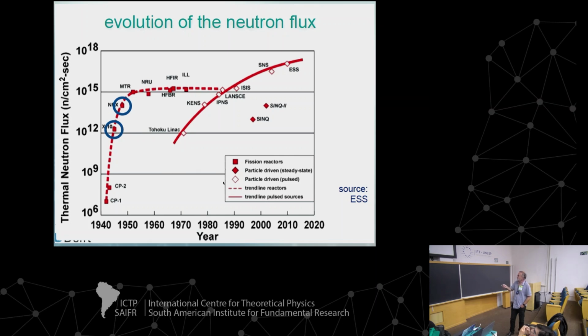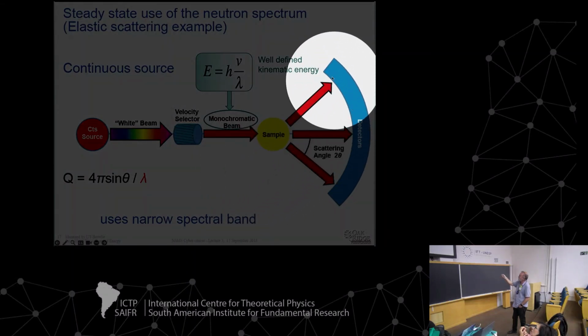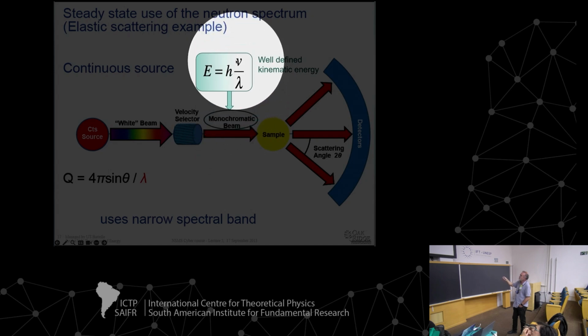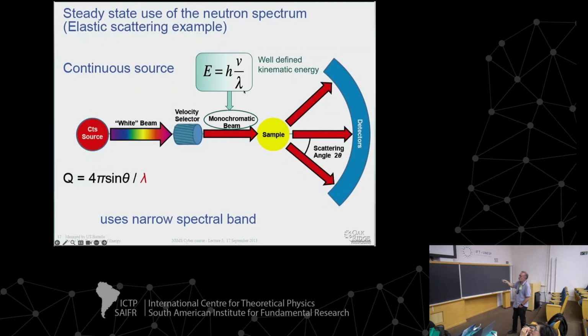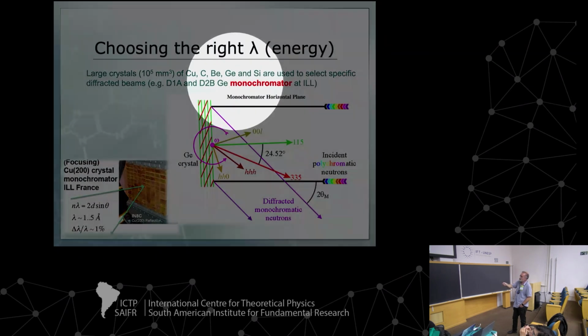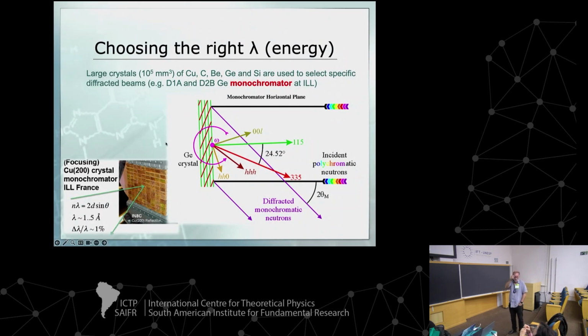This is the evolution of the neutron flux. You see it has increased quite a few orders of magnitude since the first neutron reactor. This is a standard steady state setup when you do the scattering and you check for this angle, the scattering angle. You have the detectors here, and you use a monochromator in which you select the wavelength of the neutrons, right? And have a narrow spectral band. For monochromators, typically people use crystals because you can choose precisely the diffraction peak of the crystal, and that's the peak that will be transmitted.